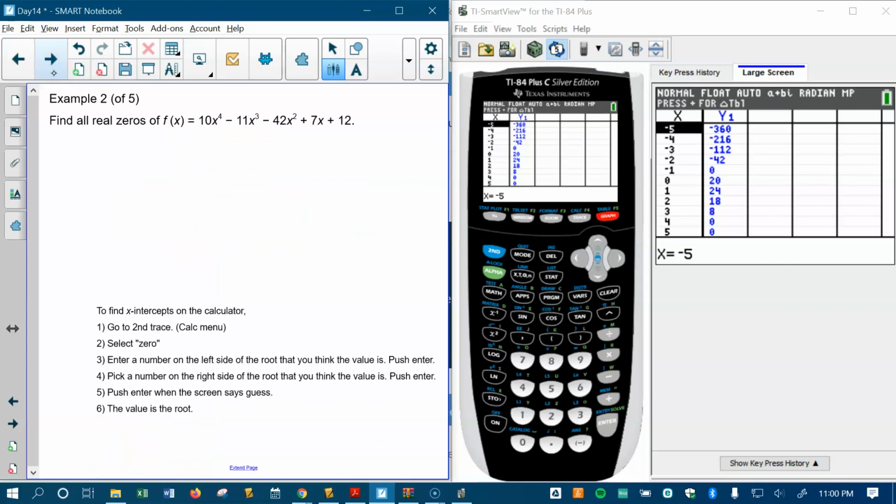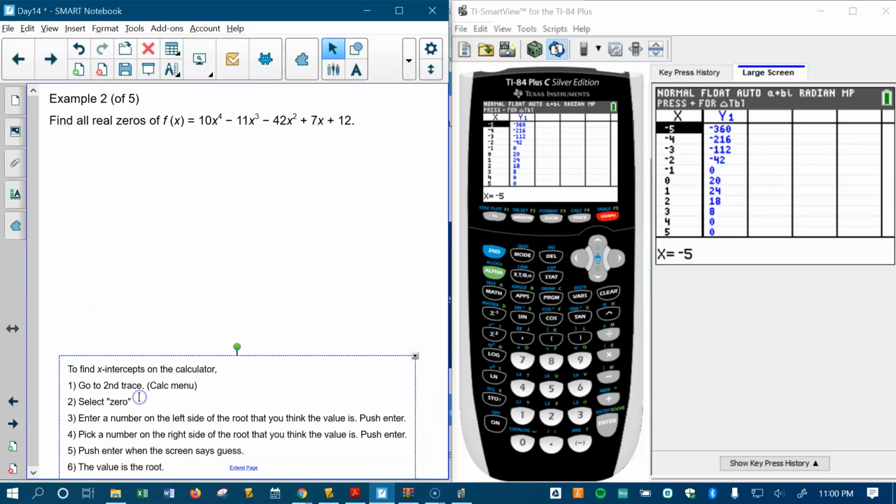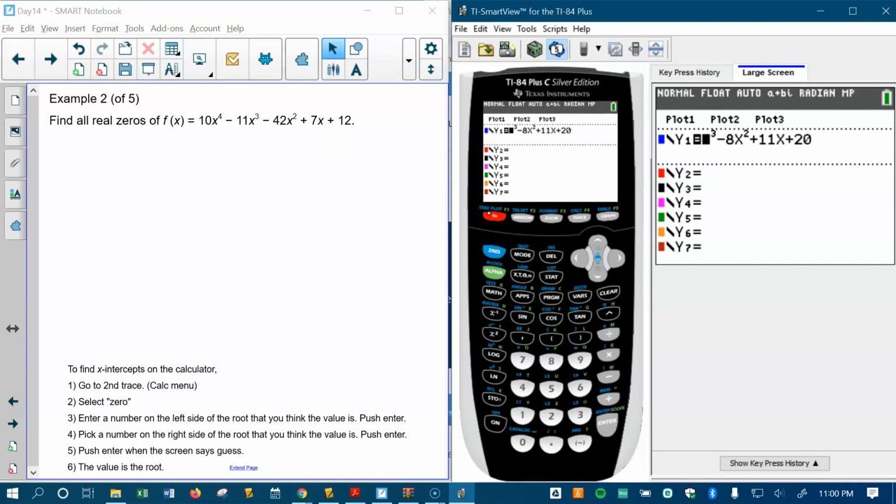Next. Example 2. Okay, now I have these tips down here that I will go over with you in a little bit. This problem is horrible. There's 5 terms. We're not going to factor that. Who wants to factor that? Not me. So let's go ahead and get this in y equals. So please pause the video. Go and get that in y equals.